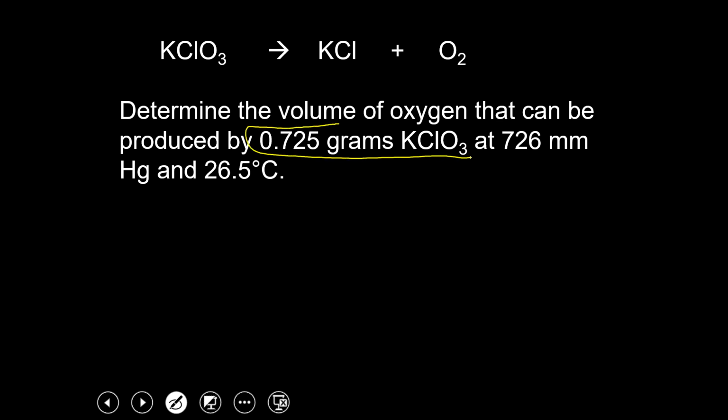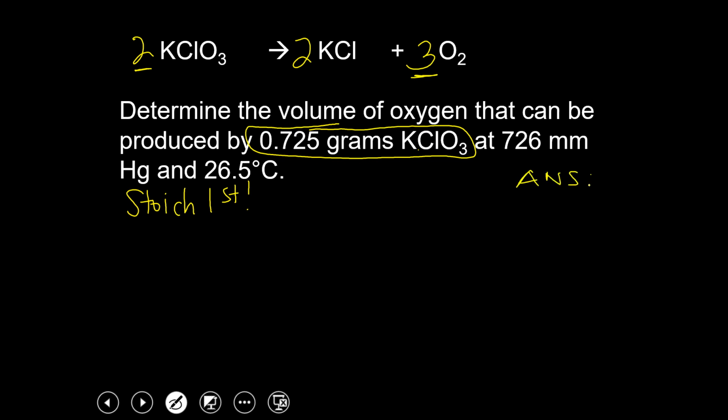Since you are starting with grams of KClO3, you want to do the stoichiometry first and find the moles of oxygen gas. Convert the KClO3 to moles, and then it's 2 to 3. And the answer that you should get when you do that, and you can pause this and work it out, you get 0.00891, and that's moles of oxygen.